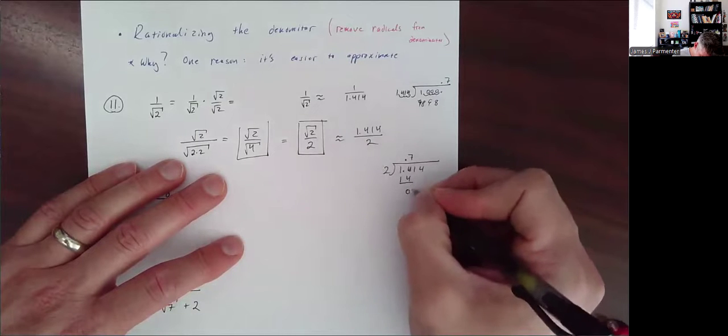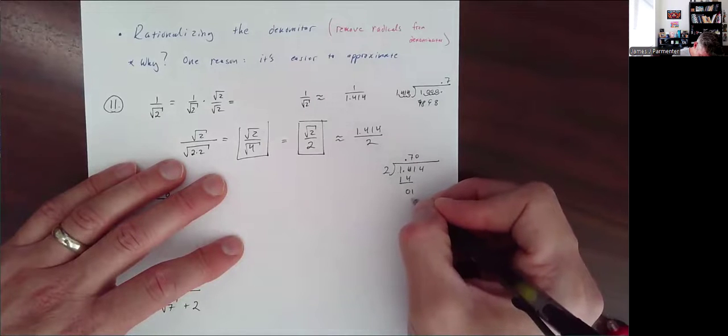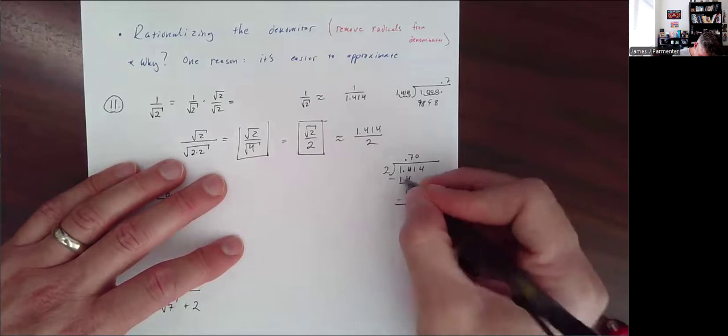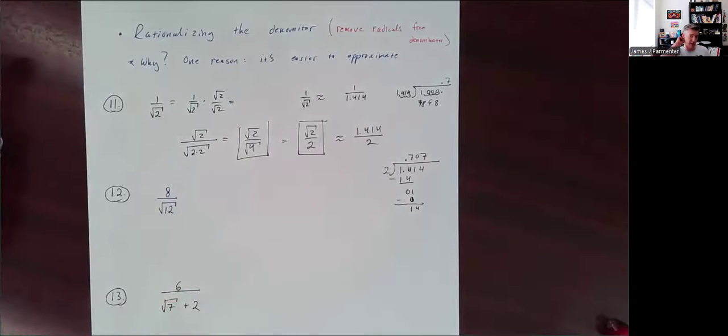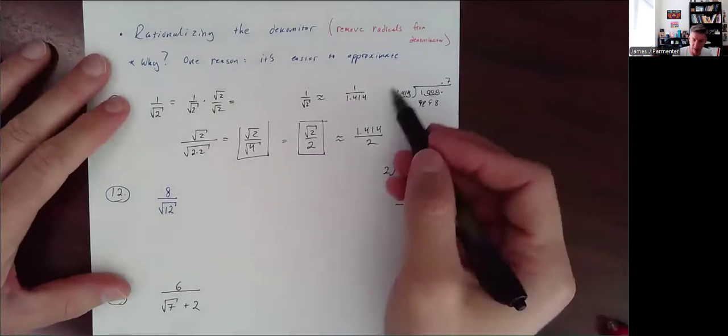Perfect. Bring down the 1. 2 goes into 1 0 times. 0 times 2 is 0. Bring down the 4. Or sorry, yeah, 0 and then subtract, and then bring down the 4. 2 goes into 14 7 times. So it's much, much easier to calculate that square root of 2 divided by 2 is approximately 0.707, as opposed to trying to do this terrible division over here.